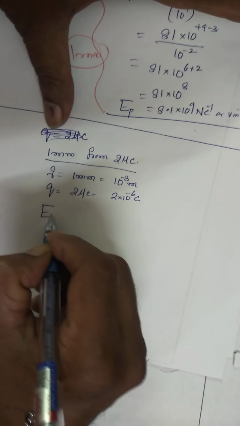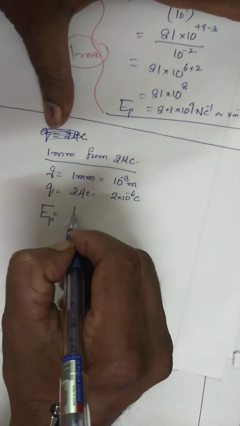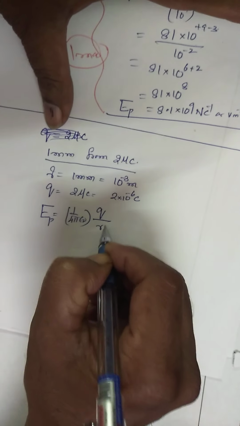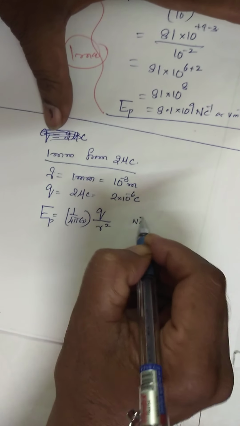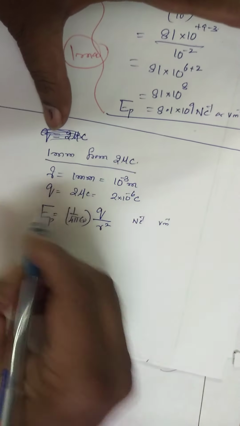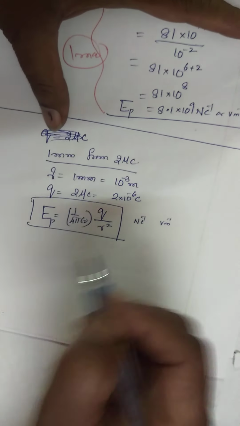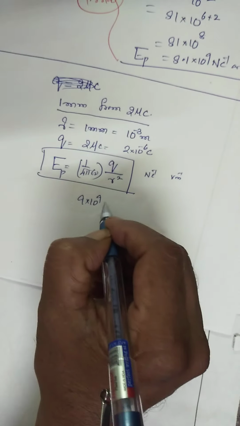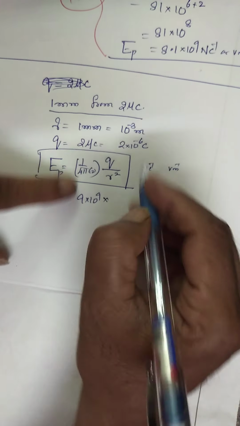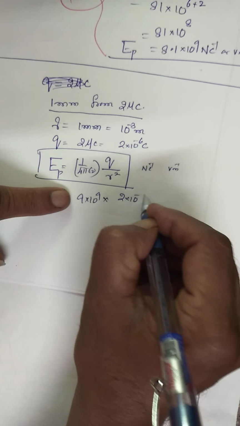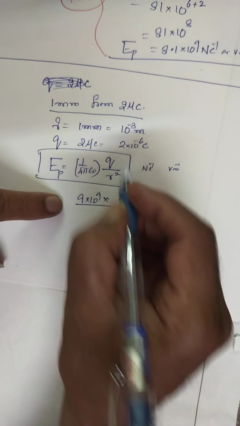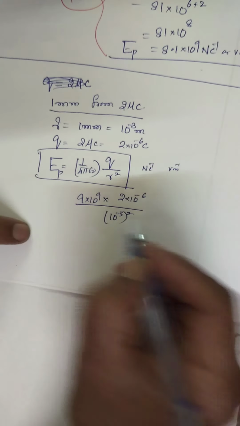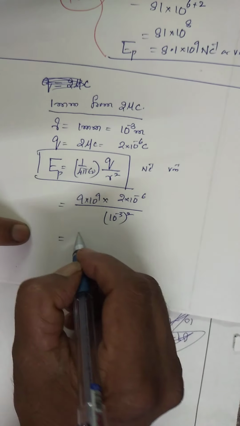What is the electric intensity at the point? 1 by 4 pi epsilon naught, charge by r square. Newton per coulomb or volt per meter. See how many times we keep repeating electric intensity at a point. Understood? This is 9 into 10 to the power of 9, charge 2 into 10 to the power of minus 6, divided by r, which is 10 to the power of minus 3, the whole square. That is equal to 9 into 2, how much?